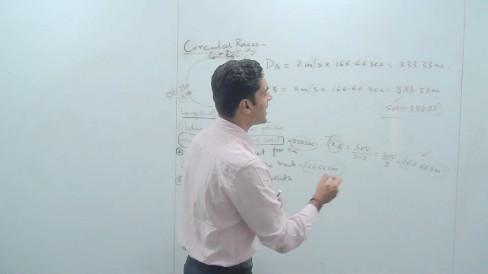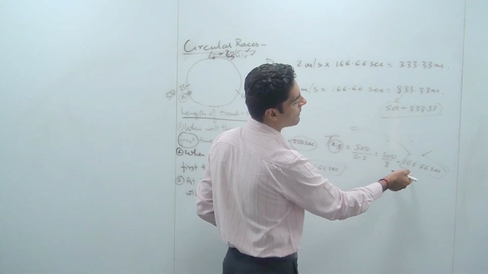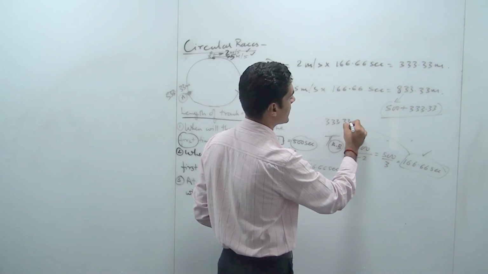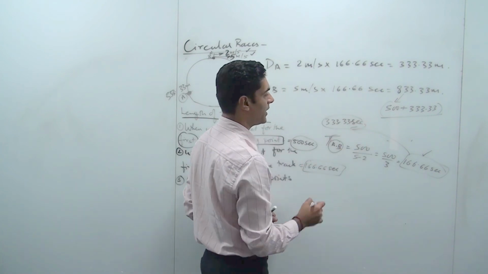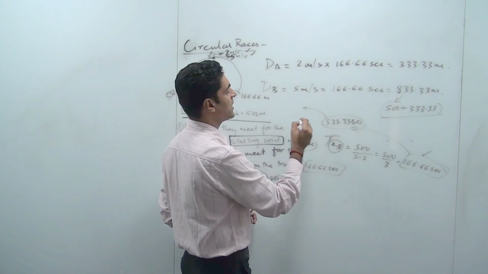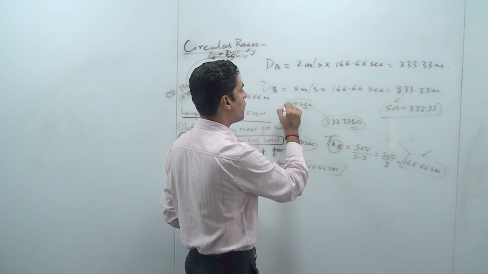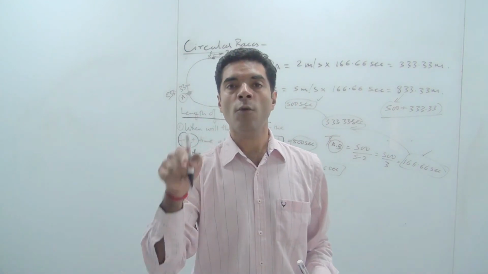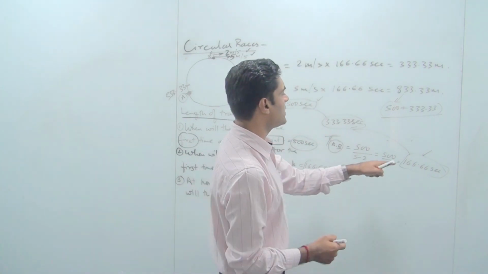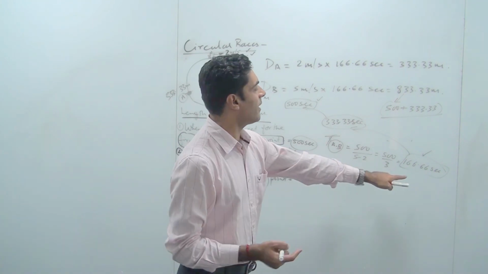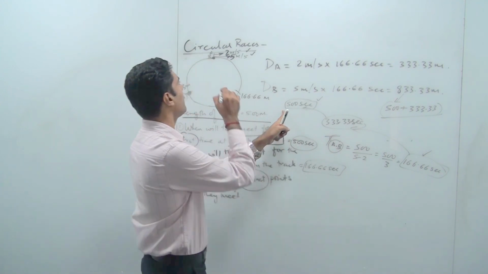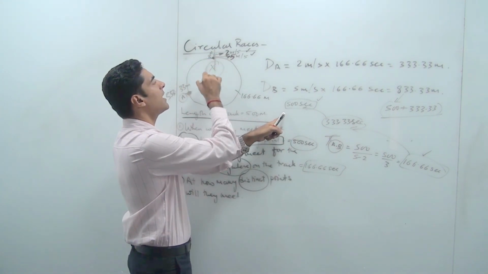And the time that we have calculated is 166.66 seconds when they meet for the first time anywhere on the track. They meet for the second time anywhere on the track at a time which is a multiple of 166.66 seconds, which is nothing but 333.33 seconds. They meet for the third time at the next multiple of 166.66, which is nothing but 500 seconds. And that is also the time when both A and B are together at the starting point. So that means they have met after 166.66 seconds, then after 333.33, then after 500 seconds. And after 500 seconds, we know that they are at the starting point.